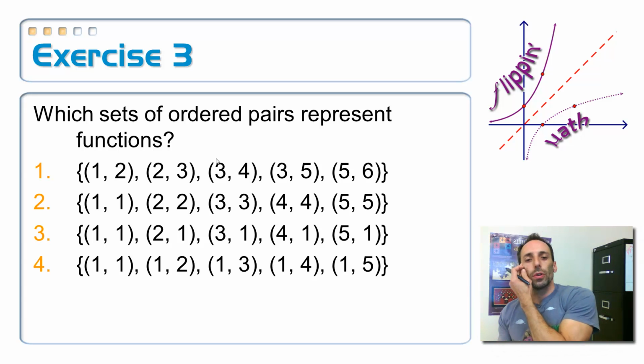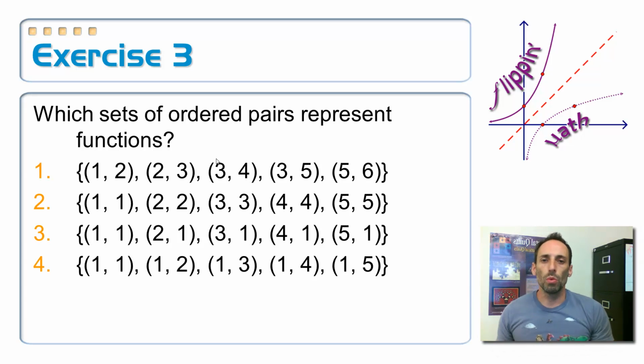Which sets of ordered pairs represent functions? We'll do number one together. You do the rest. So the first one, is this thing a function? All I have is the ordered pairs. Just check to see if every input goes with one output.